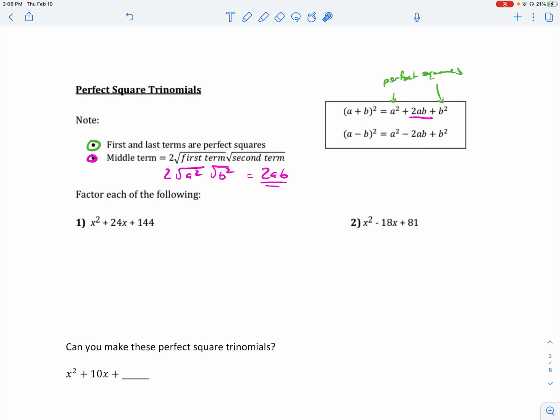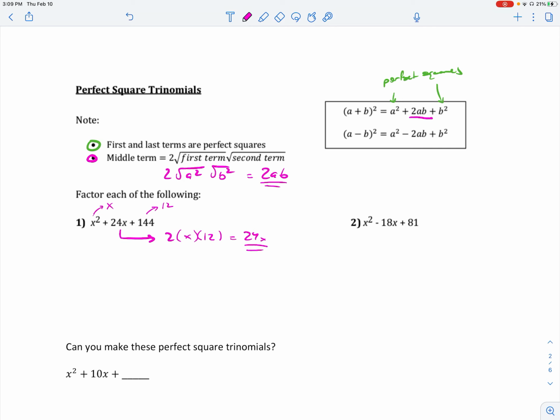All right, so let's look at these next ones. We want to factor them, and we just want to first check to see if it's a perfect square. So I'm going to go ahead and do that. I'm going to square root the first one, and I get x. I'm going to square root 144, and I get 12. Multiply those together, and then double it. I get 24x. That works. So this is definitely a perfect square trinomial. That middle term needs to be equal to 2 times the square root of the first term times the last. And yes, I get 24x.